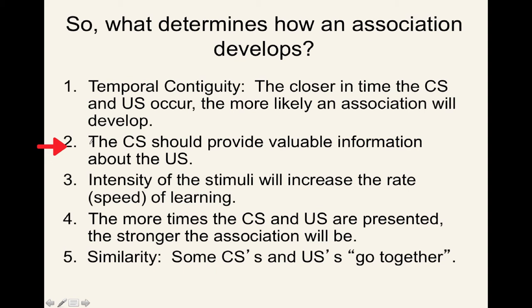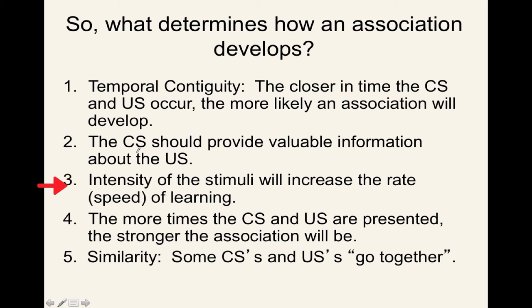Another principle that we've learned about how associations develop is that the CS should provide some valuable information about the US. It should predict what's going to happen. And if it does this, then there's probably a good CS and you'll develop a good association between that CS and the US.